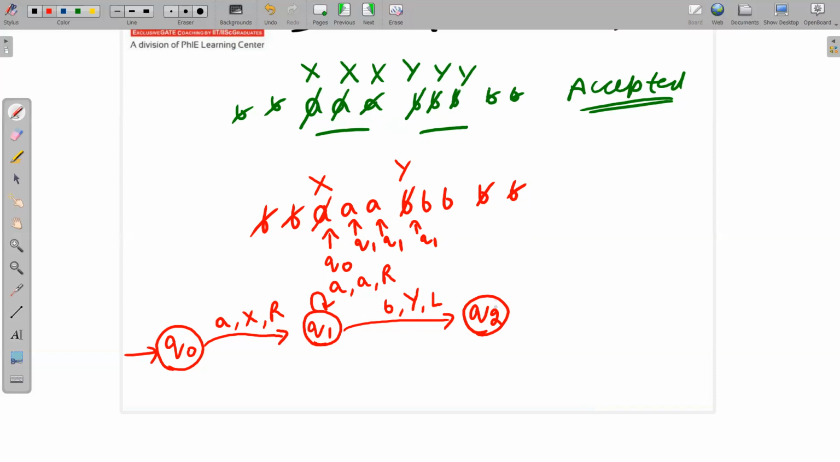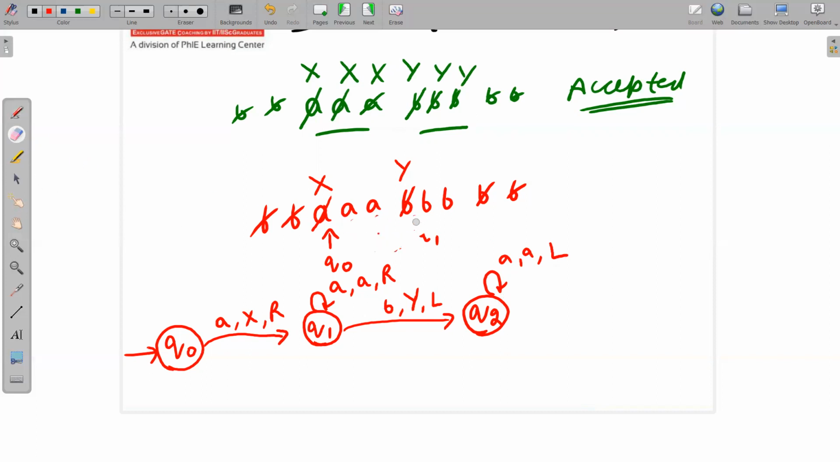Now the state will be Q2. Q1 has read this B, made it Y and moved towards the left. Now Q2 will ignore all the A's and move towards the left only. So Q2 will read the A, leave that A as it is and move towards the left. Q2 will do like this.